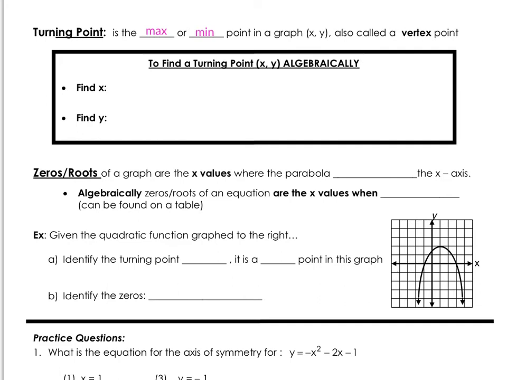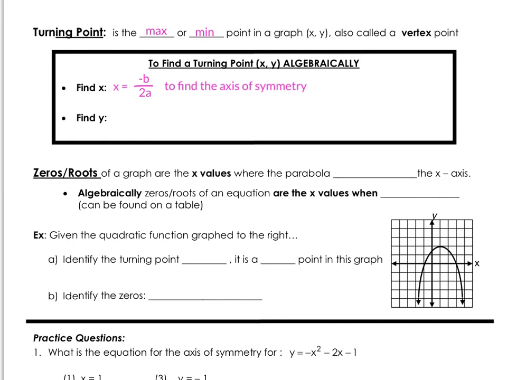Well, to find a turning point, the x and y, algebraically, we would need to first find where that turning point would happen, and that's through the axis of symmetry. Remember how I just went through, when we found that axis of symmetry, it was at that point where it started going the other direction. So finding the axis of symmetry will give me the x value. So to find the x, we're going to use that formula. X equals negative b over 2a, and that's to find the axis of symmetry, which is where the turning point will happen.